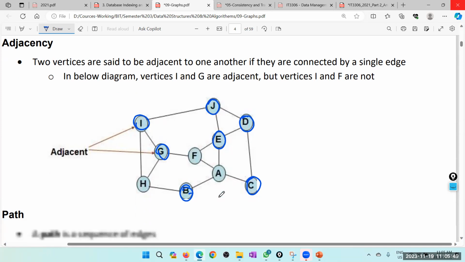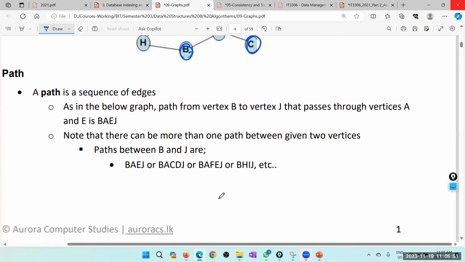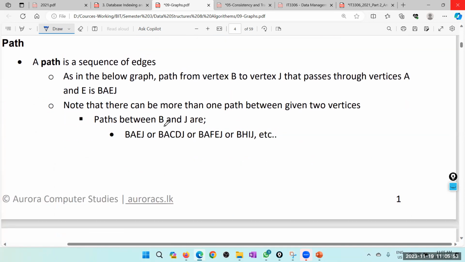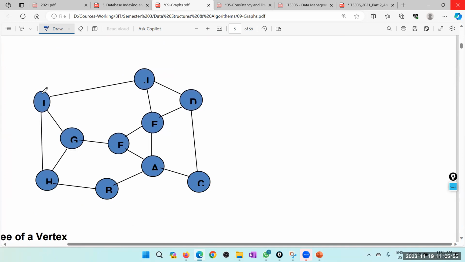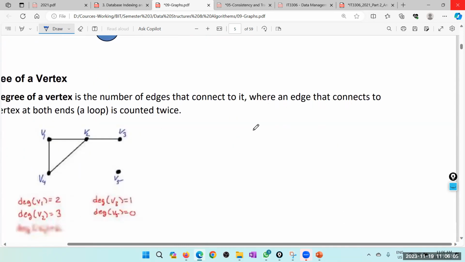Right? Adjacent nodes, or they are not adjacent nodes. Okay. Right. So the next concept is path. So that is self-explanatory. So you start from some place. If you can reach to another place, there can be a path. Something like this path, something like this path, and so on. So those are called paths.